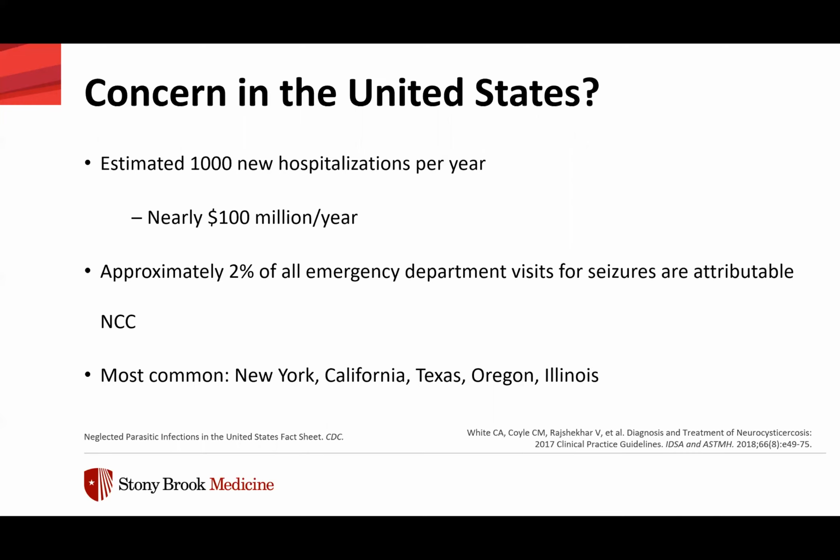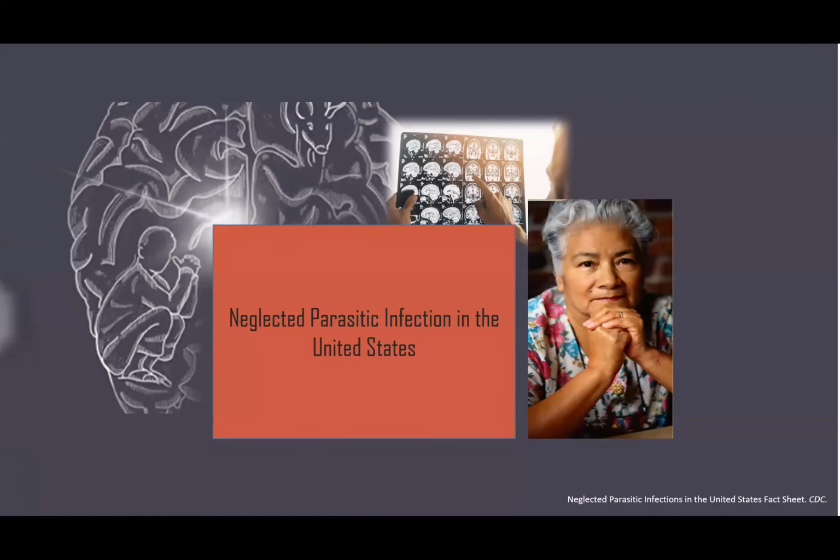But really the take home point here is cysticercosis can affect anyone at any age, even though it is more common in those endemic areas we talked about. It can still be found in non-endemic regions, but more specifically in people who have moved from or traveled to endemic regions. Overall, though, NCC is considered a neglected parasitic infection, or NPI, in the United States.